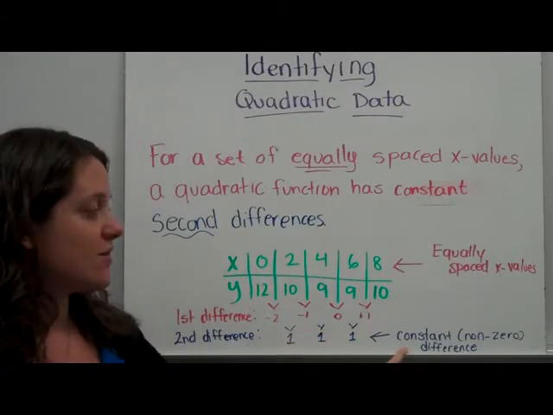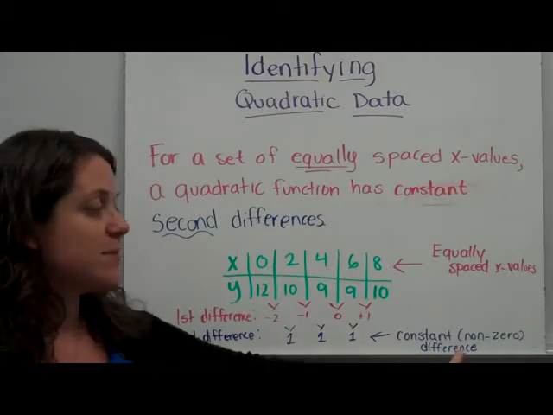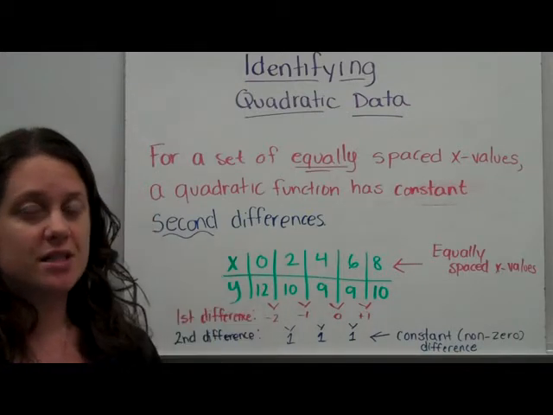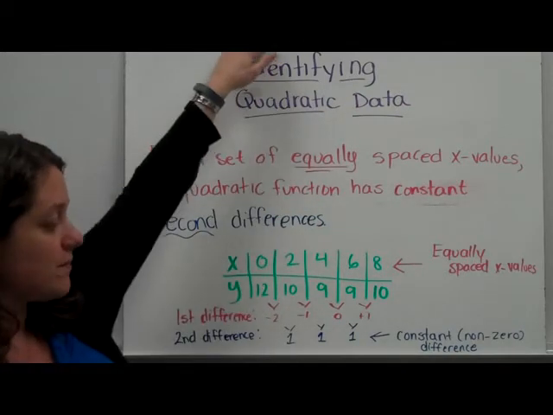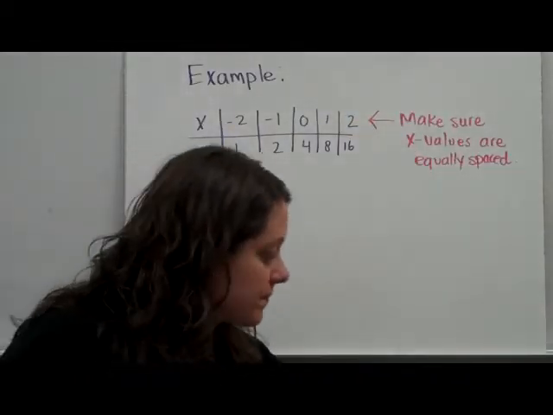Okay, so I'm checking to see if there's a constant difference of the second differences. And it must be non-zero. It cannot have a difference of 0. Even though that would be a constant difference, it doesn't count because it has to be non-zero. Okay, so let's see what this would look like. Let's try an example here.